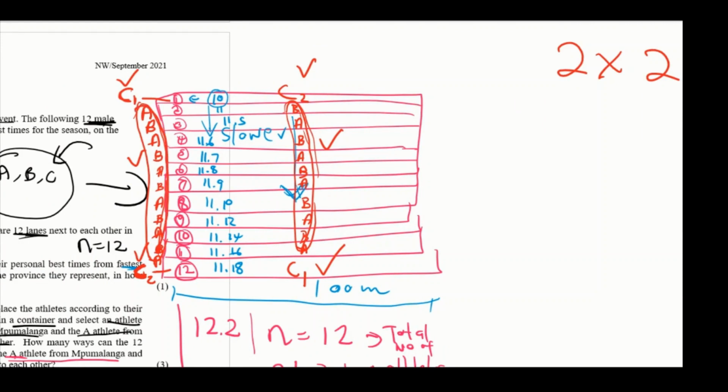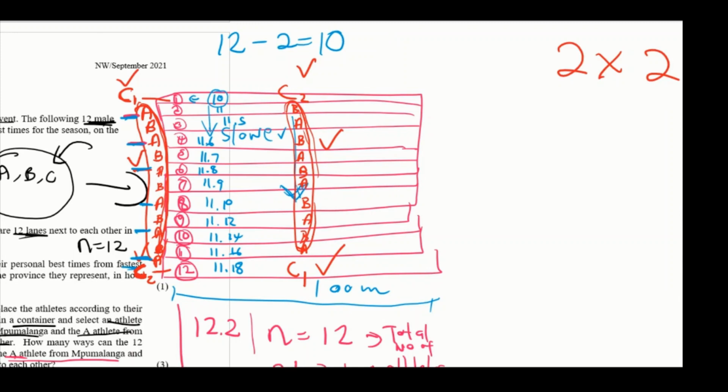So how many A's are here? So 1, 2, 3. So let me use a different color. So there's 1, 2. Let me use blue. 1, 2, 3, 4, 5, 6. So there's 6 A's. No. Considering that we have 12 number of male athletes minus the C's, which are 2, we remain with 10, right?